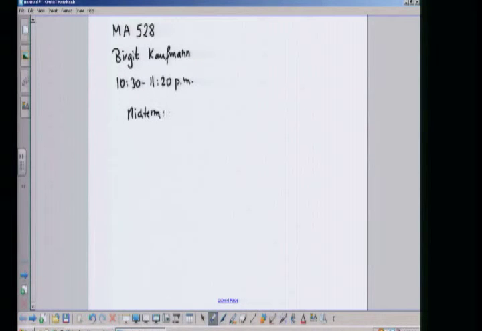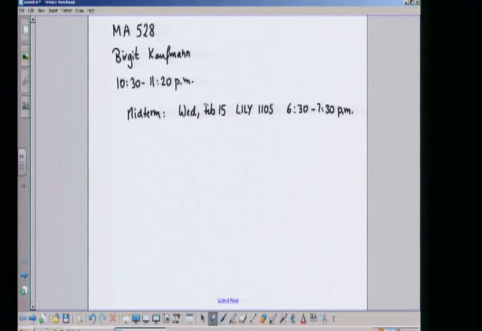And you can already put them on your calendars. The first one will be Wednesday, February 15th, and that will take place in Lily 1105. I think I didn't put the time, but the time is on Blackboard already, 6:30 to 7:30 p.m. So it's an hour-long exam on February 15th.